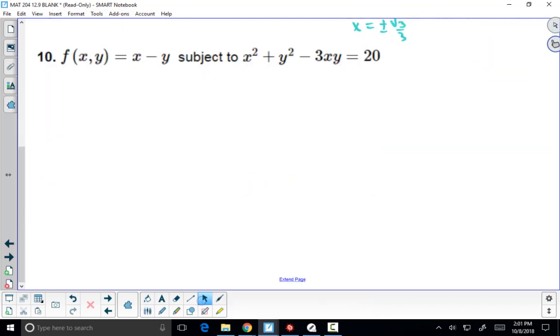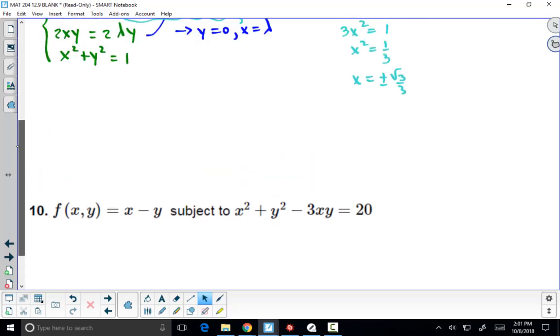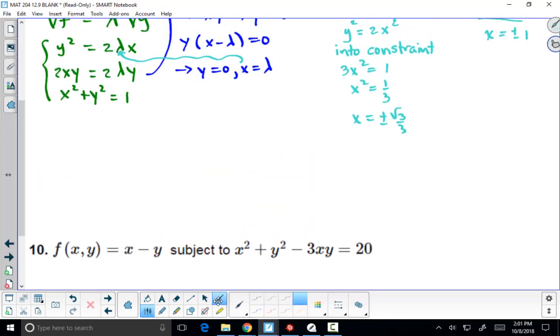Let's move this thing down. We need some more space. So let's create a list over here of Lagrange critical points. So I'll call them Lagrange critical points. So x is going to be positive root 3 over 3 or negative root 3 over 3. And then what is the corresponding y going to be?